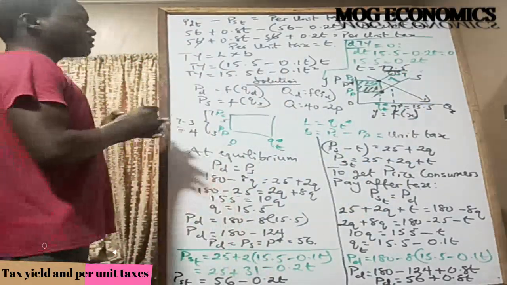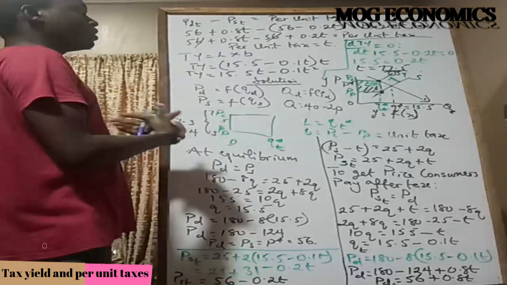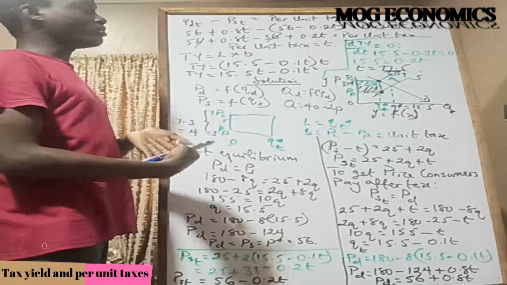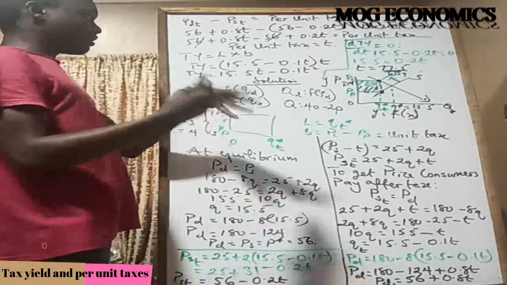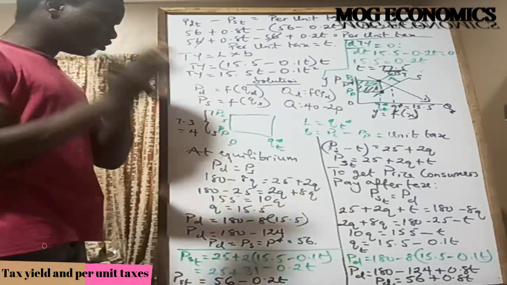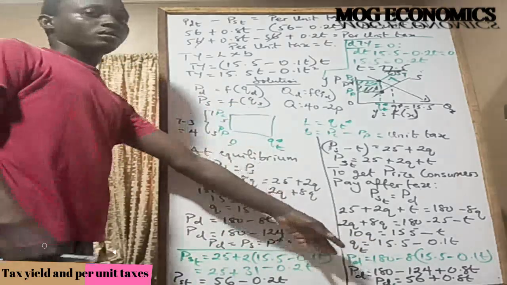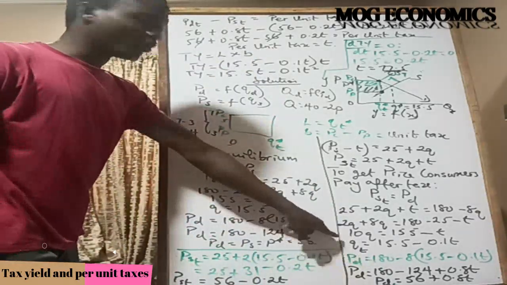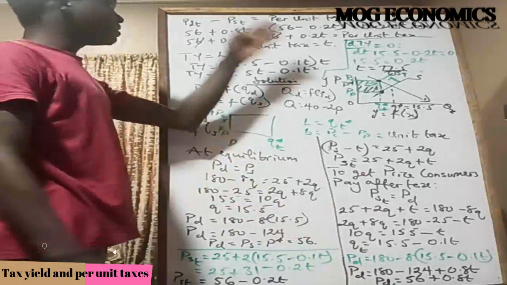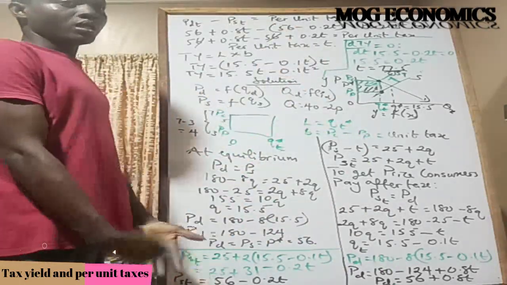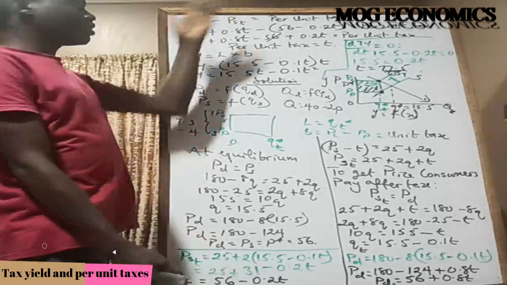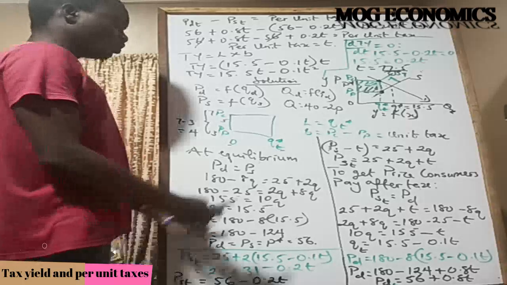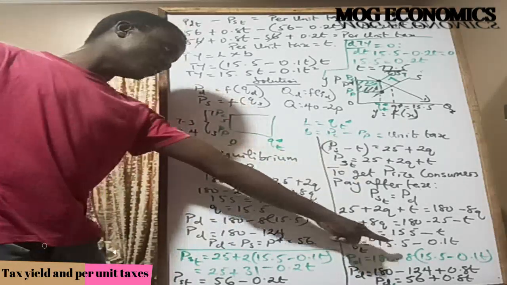So the amount of per unit tax that will maximize the tax yield is 77.5. You could have just found your equilibrium quantity after tax, then you don't need to do this subtraction as I did here. Whatever you get for your quantity after tax, multiply by the per unit tax itself. That'll give you the tax yield. You don't need to do PD minus PS, but I just wanted us to see how it works.